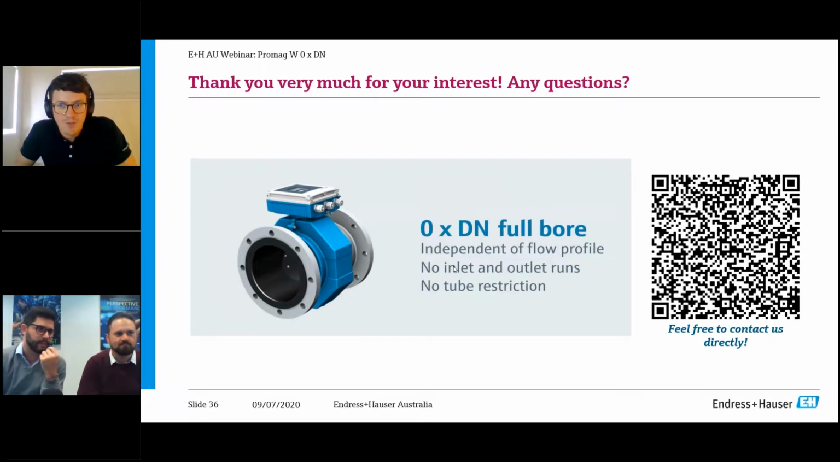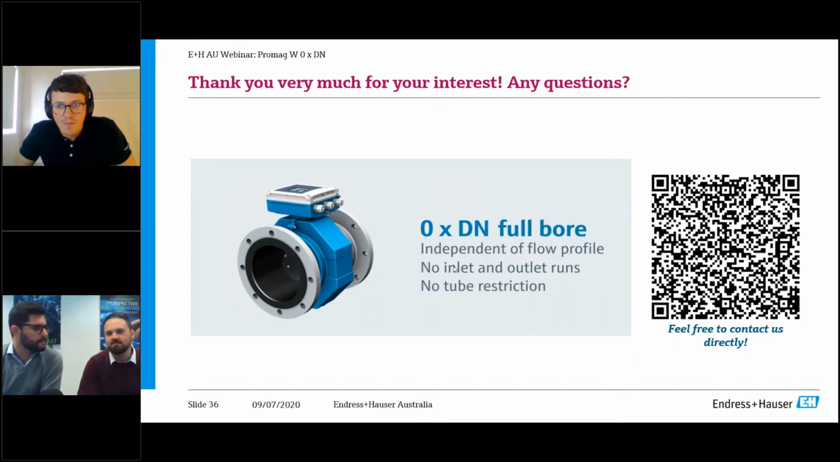So that's the real advantage of the 0dn. You can cut the pipe and drop it straight in. If you don't want to cut the pipe, for whatever reason, you can install, say, for example, a clamp-on ultrasonic. But with those flow meters, we do need a significant number of upstream and downstream lengths. So I think from memory, it's over 10 or 15 upstream and 5 downstream. So those are your two choices.